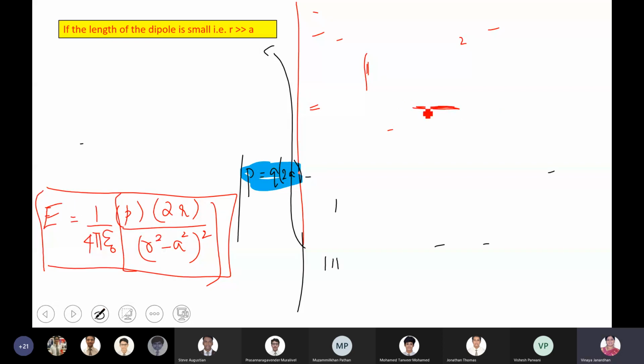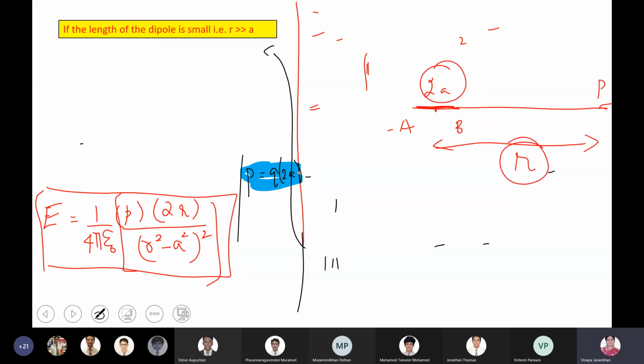The dipole is very short, AB, right? This distance is 2A, but the point P is somewhere over here, so this distance is R. Compare these two distances. If R is very much greater than A, which means the dipole is very small, then I can neglect A.